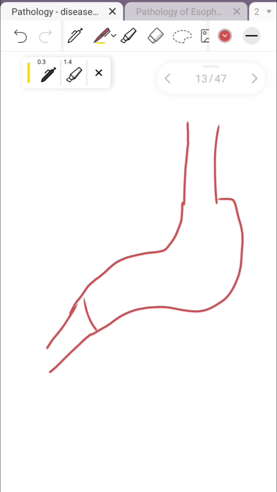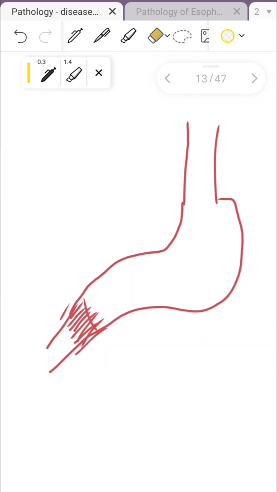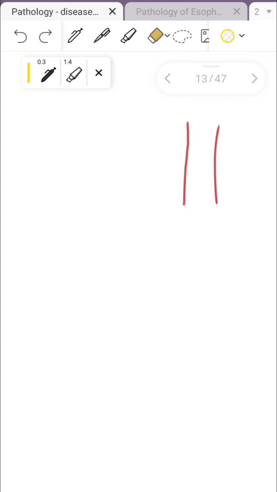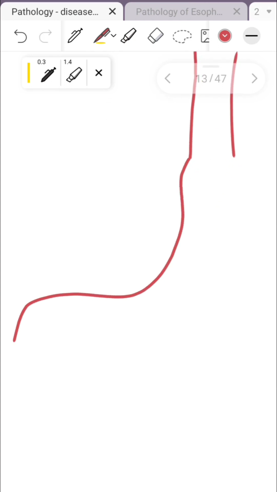Thickened pyloric sphincter or thickened smooth muscle of the pylorus. The classical presentation: when the patient gets fed, the milk will induce an increase in intragastric pressure. This will result in what we call projectile vomiting. There will be a severe gush of vomitus.